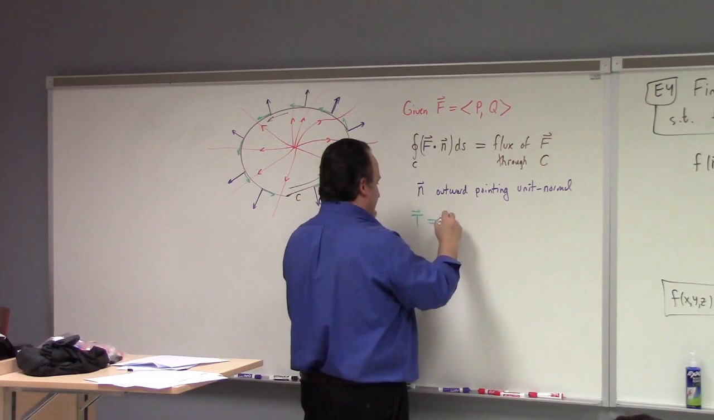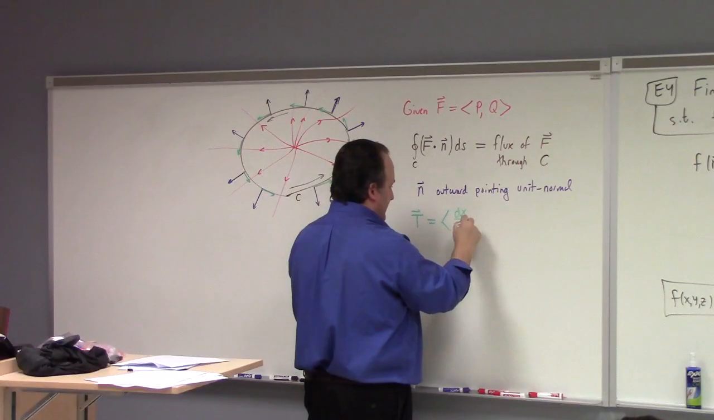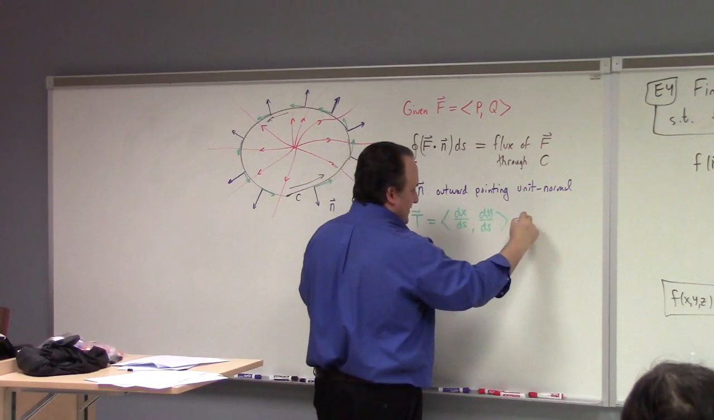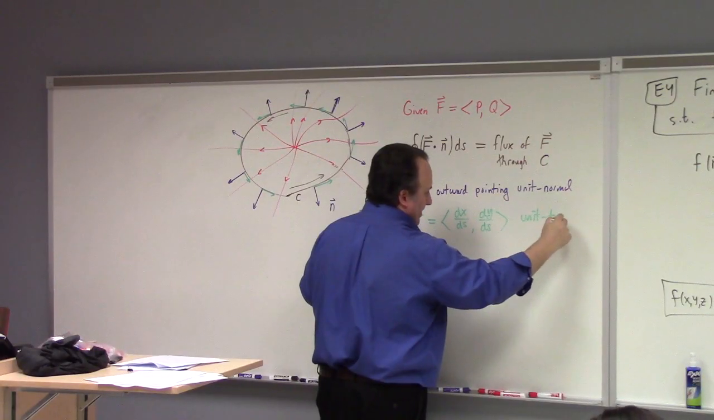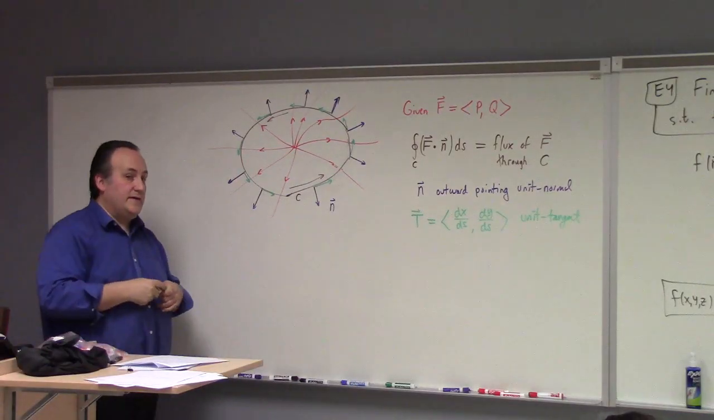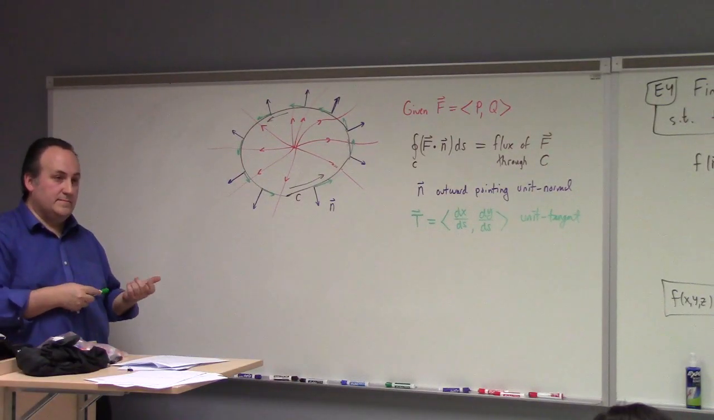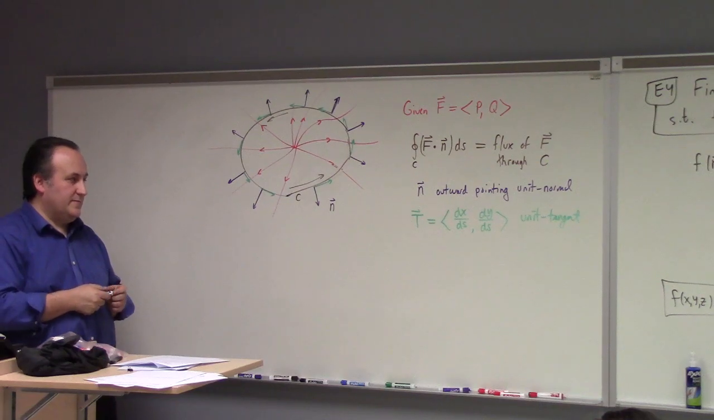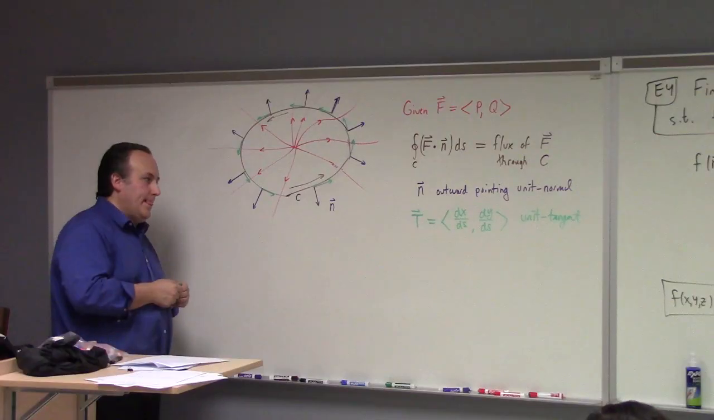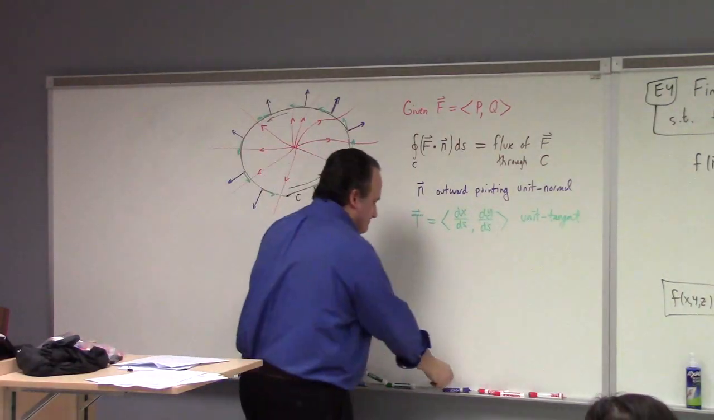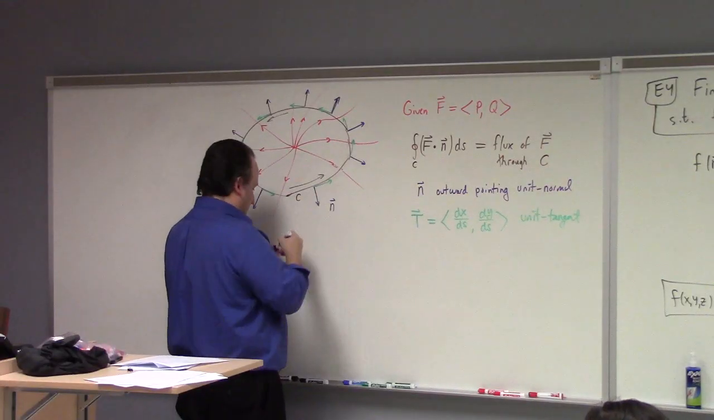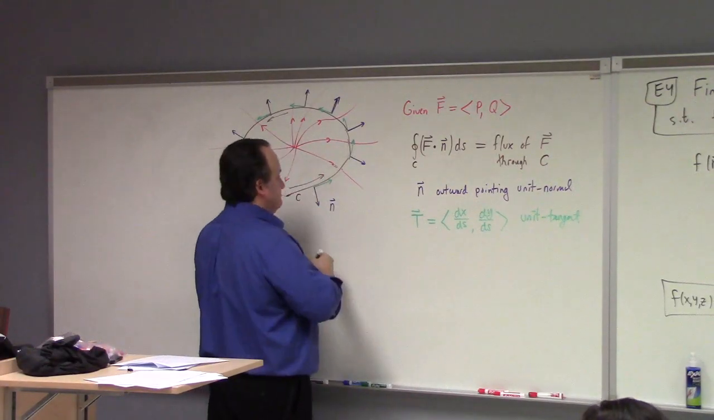In terms of arc length, the unit tangent is dx ds, comma dy ds. I know it's the unit tangent because arc length parameterization has unit speed. So the derivative of the position with respect to arc length is the unit tangent. Can you give me the formula for n? If this is t, how do you get n?